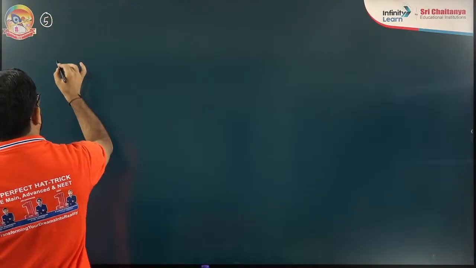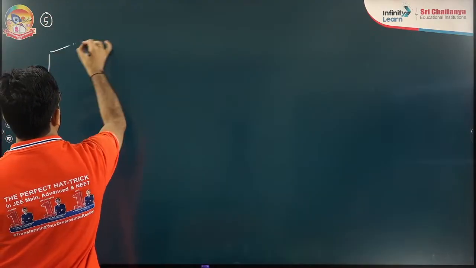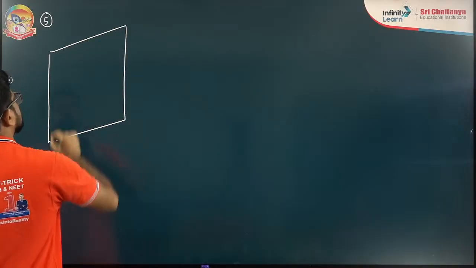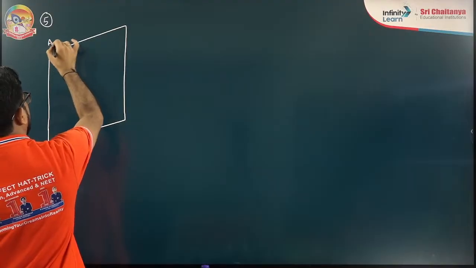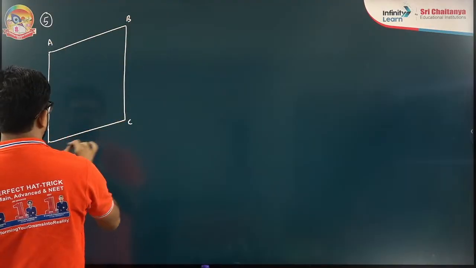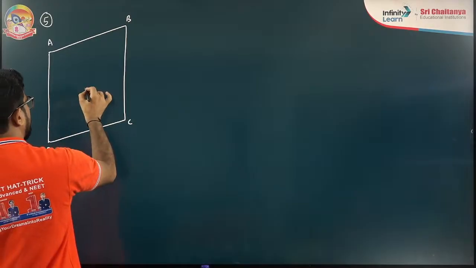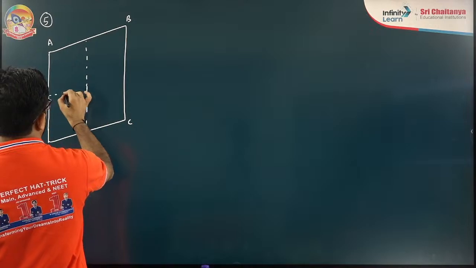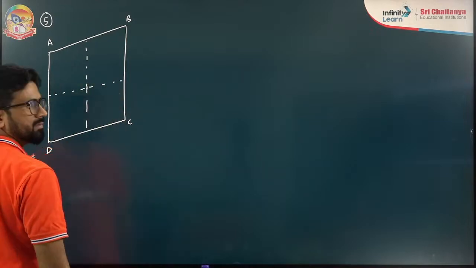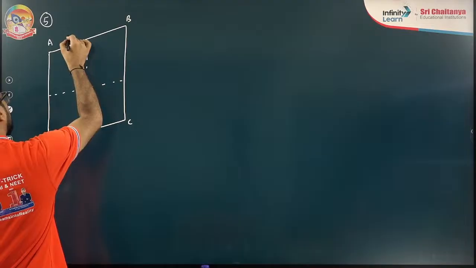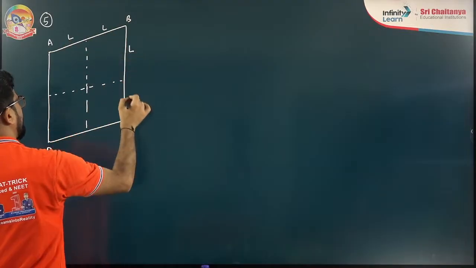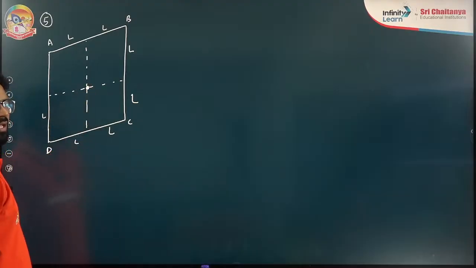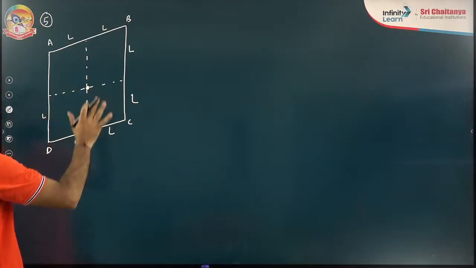Problem number 5. This is again a square sheet ABCD. From its center, for my understanding, I am drawing this part like this. This distance is L, L, L, L. This is the center, beta, the center of this square sheet.